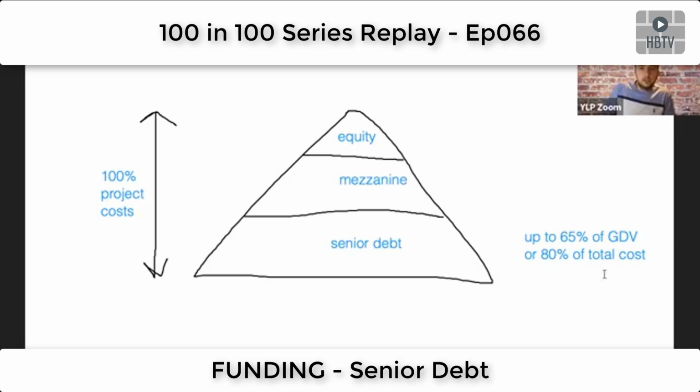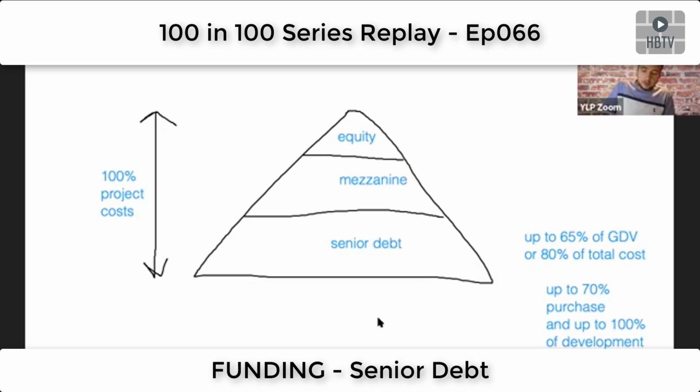But it also can be up to, when we're looking at purchase price, it can be up to 70% of your purchase and up to 100% of your development costs. So as you can see, that translates to quite a big piece of the funding. Hence, it's the senior debt.